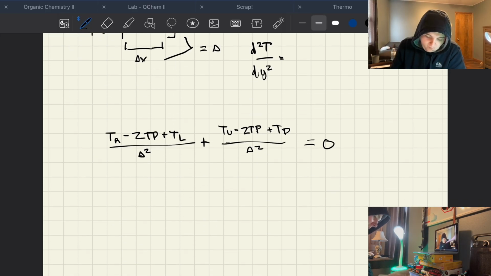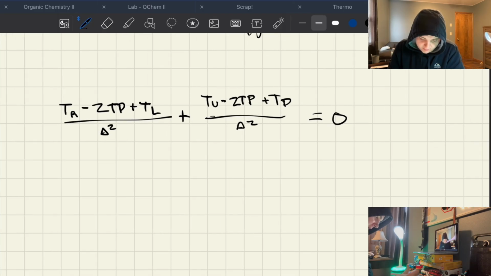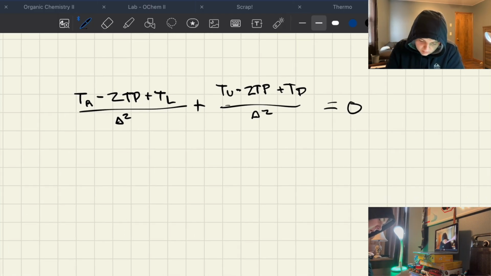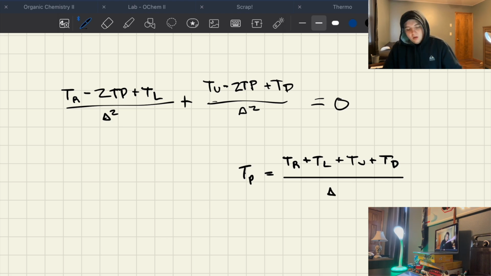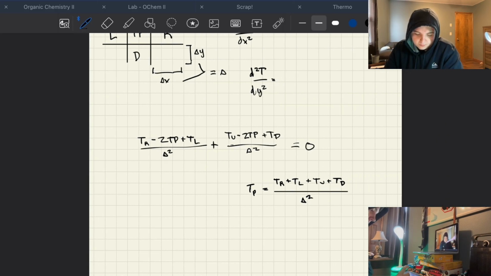And finally, what we can do is solve for TP. So what we'll get is TP equals TR, TL, TU, TD, and that's going to be all over delta squared. What this is showing is mainly just an average: no matter where you are in the matrix, it's just going to be an average of the temperature.